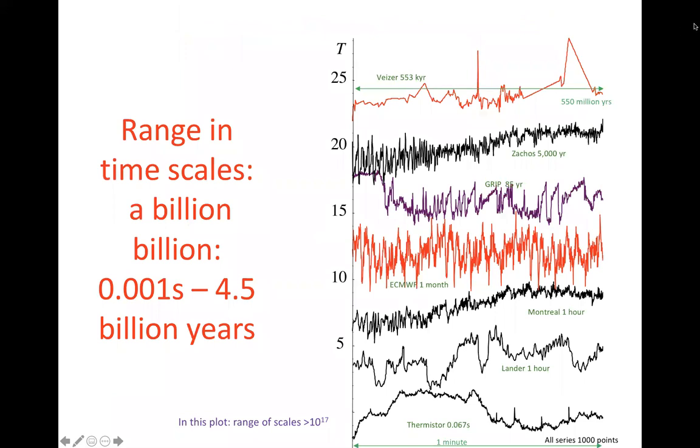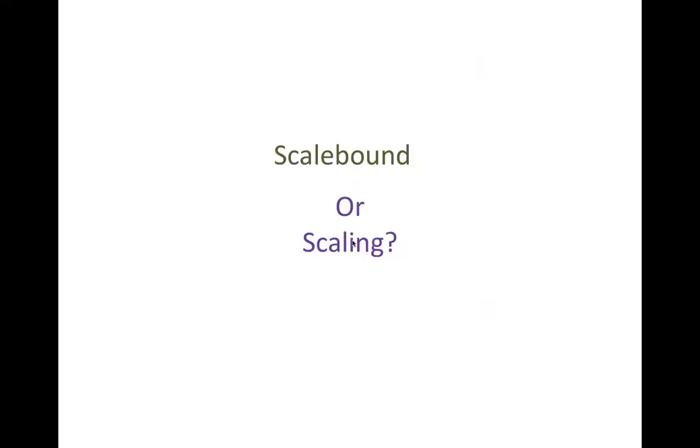And so we shouldn't be surprised that in time, we also have a huge range. In fact, it's much bigger. If we go from the dissipation time scale, which is less than a millisecond, typically, to the age of the universe, it's more like 1 billion billion. And just in this one plot here, where I have paleo data, from a whole bunch of different technologies, these are supposed to be temperature or proxy temperature series, 1,000 points in each. They've been non-dimensionalized so that the amplitudes are comparable. And you can see here a range of greater than 10 to the 17 in this one image. I'll come back to that.